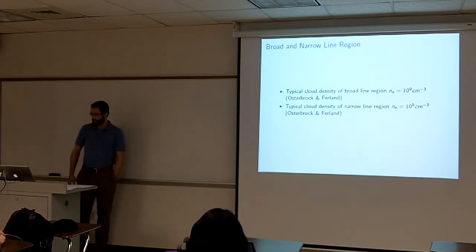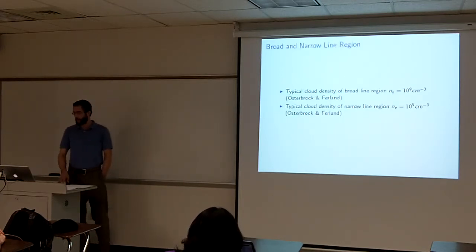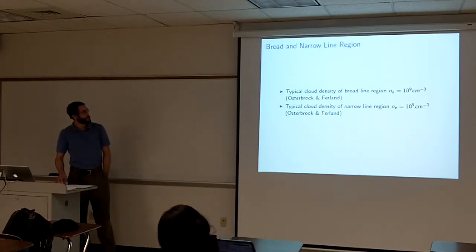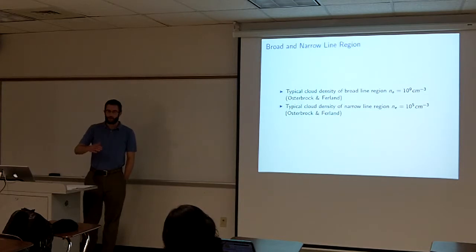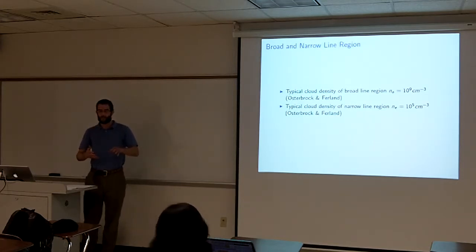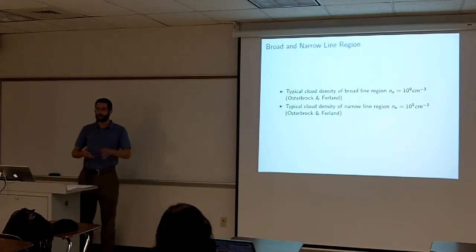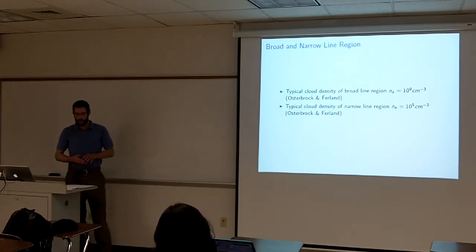The broad and the narrow line region. So the broad line region has a typical cloud density of 10 to the 9th electrons, and the narrow line region is 10 to the 5th electrons. Your orientation to the central region and where the torus is determines whether or not you can see the broad line region.